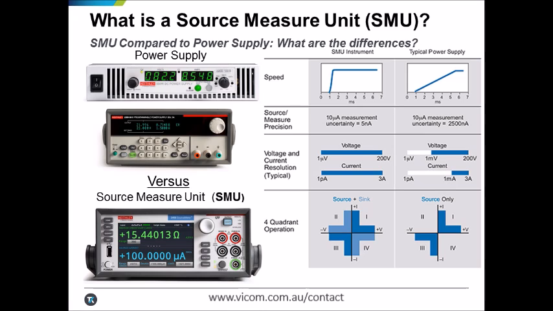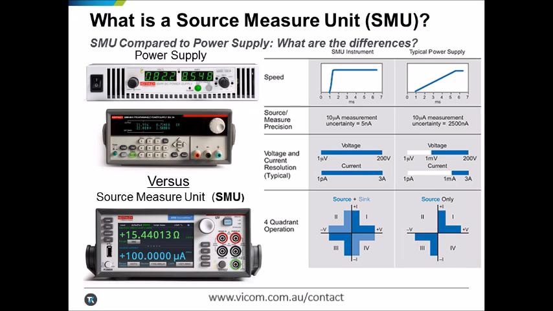Capturing your true device leakage current levels down to femtoamp levels will not be possible otherwise. This enables you to use SMUs in many more types of applications. A typical power supply only sources voltage and/or current. We refer to this as two-quadrant or source-only operation.